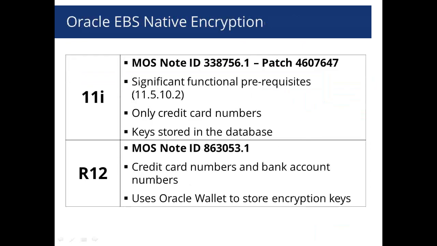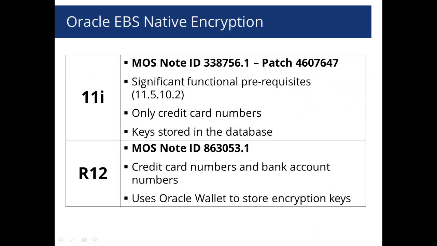So the EBS native encryption is different for 11i and R12 because they rewrote the Oracle Payments module. Within 11i, the keys are stored in the database. It's limited to just credit card numbers. And to implement it, you can do it for 11.5.9, 11.5.10, 11.5.10.2, but there are some pretty significant prerequisites prior to 11.5.10.2. So that's just something to keep in mind when you're implementing it. You might as well at that point upgrade to 11.5.10.2.